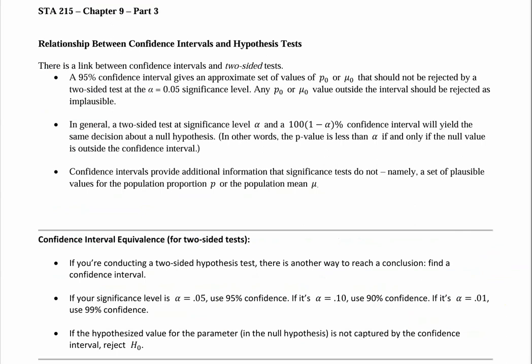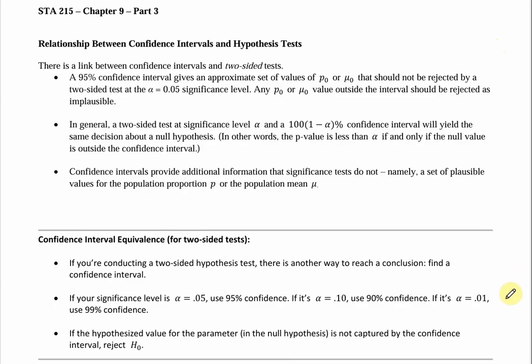This is the beginning of the third part of the Chapter 9 notes, but this part here is still Section 9.3, with how to do a hypothesis test using a confidence interval. Basically, the way that it works is it's got to be a two-sided test, since a confidence interval is a two-sided concept as well, so it's got to match up.